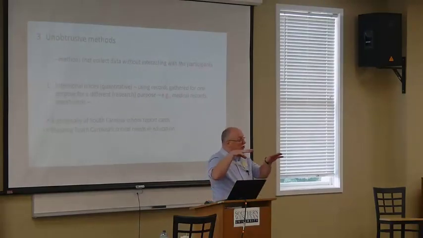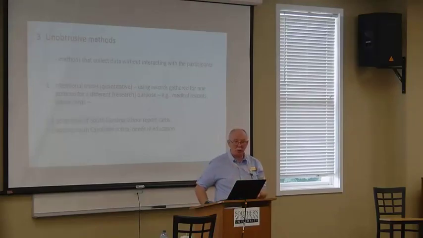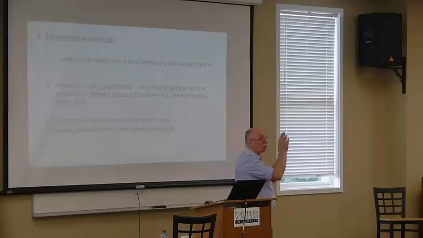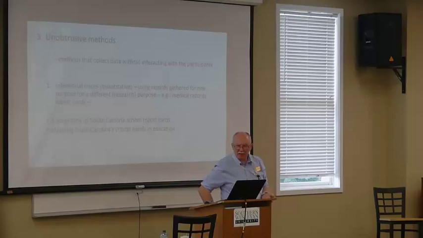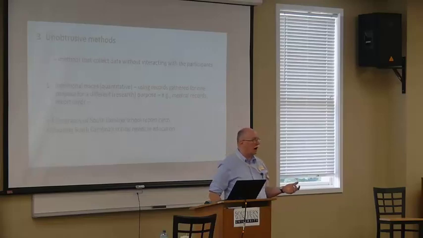And generally speaking, there are two main types of unobtrusive measures. The first one that I'll mention here, number one, is what are called intentional traces. What intentional traces do is they take already existing records that were designed for one purpose, and they use them for a different purpose. As an example, I have a couple of examples here. Report cards.